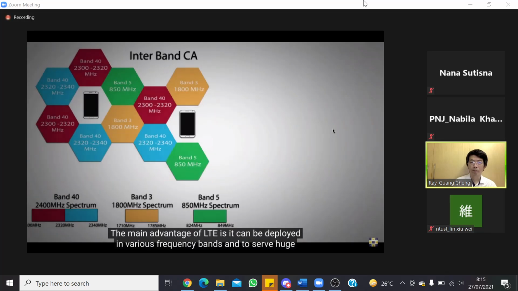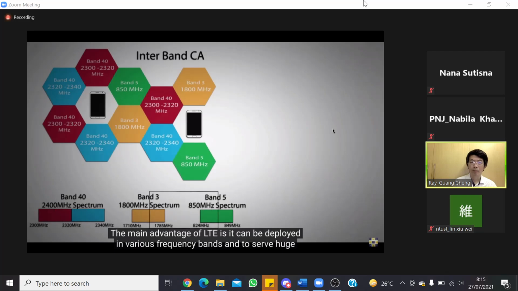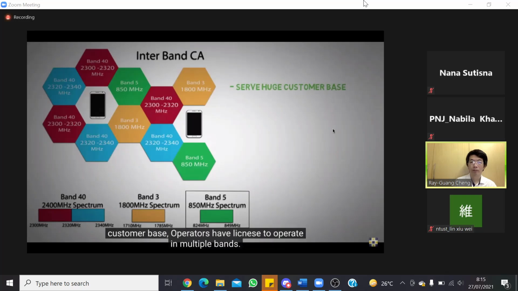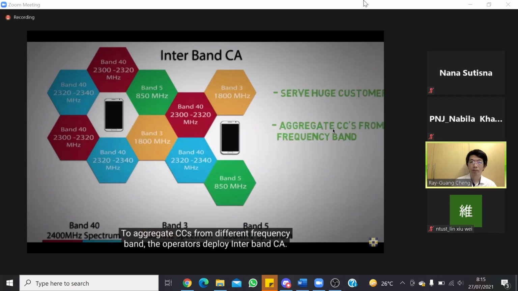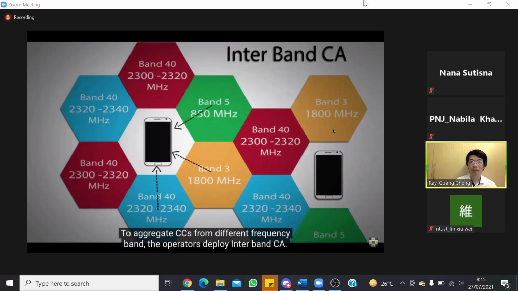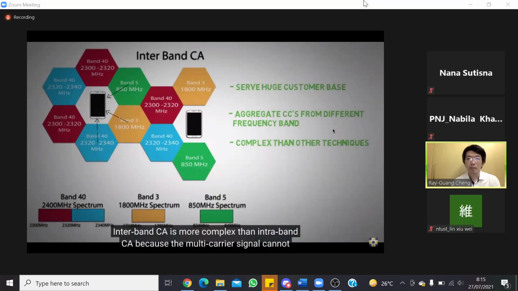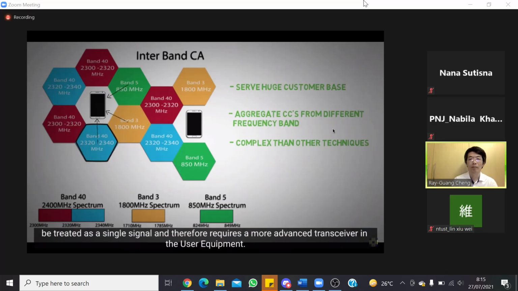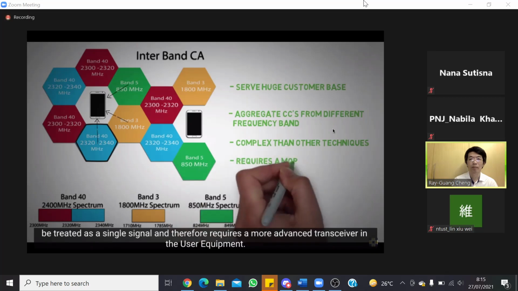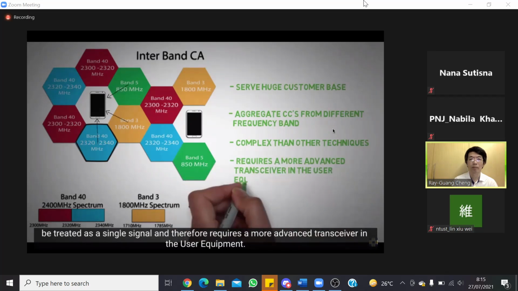The main advantage of LTE is it can be deployed in various frequency bands. And to serve a huge customer base, operators have licenses to operate in multiple bands. To aggregate component carriers from different frequency bands, the operators deploy interband CA. Interband CA is more complex than intraband CA because the multi-carrier signal cannot be treated as a single signal and therefore requires a more advanced transceiver in the user equipment.